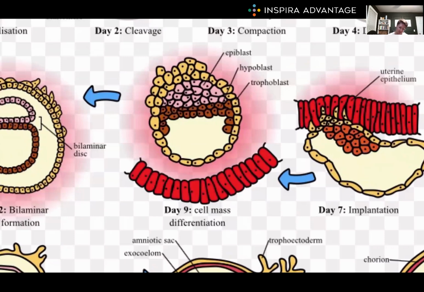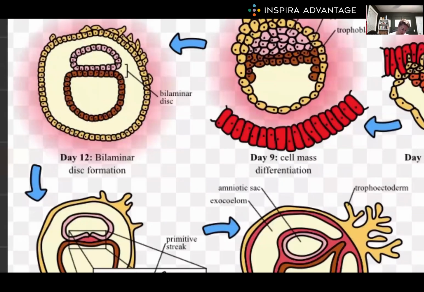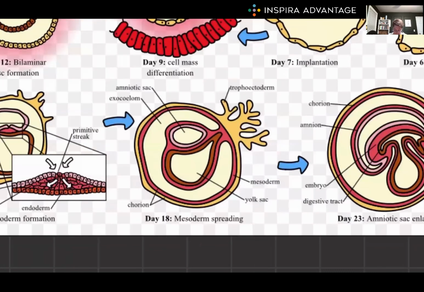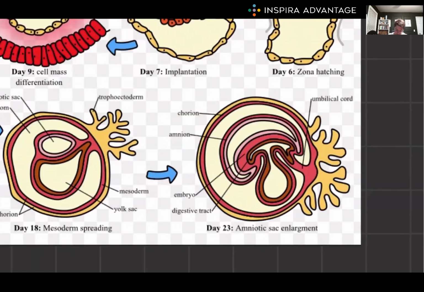By day nine, we've got full differentiation between the three primary layers. We've got our trophoblast, our hypoblast, and our epiblast. The bilayer disc will form, and now we start using terms you'll actually know. We are forming our endoderm, our mesoderm, and our ectoderm. Ectoderm on the outside, of course, mesoderm in the middle, and endoderm will be the inside, ultimately forming the different tubes in our bodies. By day 18, we see the mesoderm is starting to spread, and by day 23, the umbilical cord becomes very visible, the amniotic sac begins enlarging, and we actually have an embryo and a little proto-digestive tract.